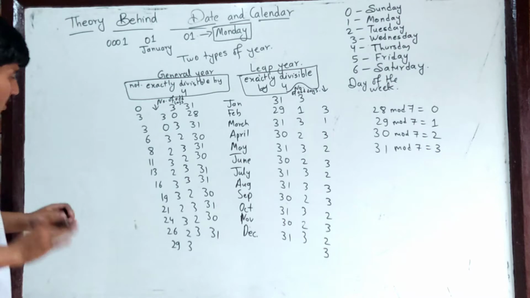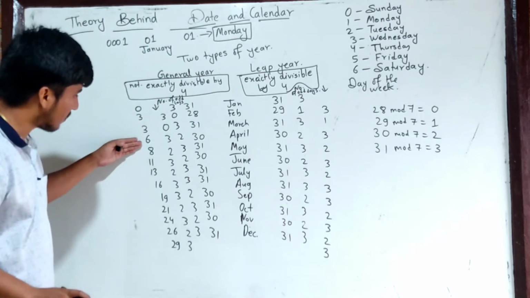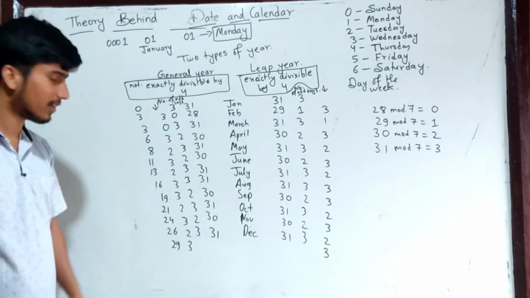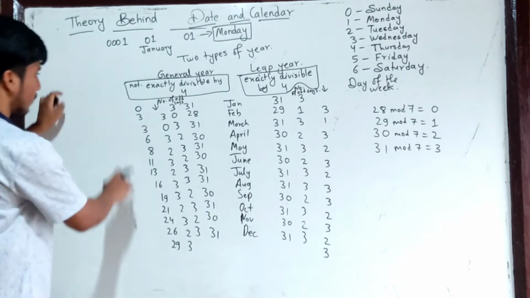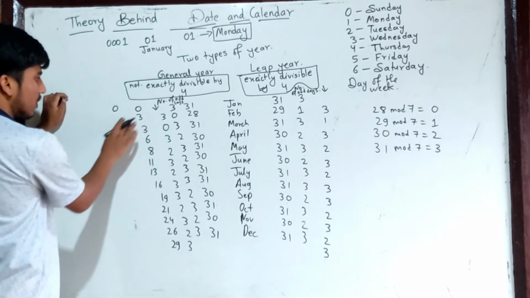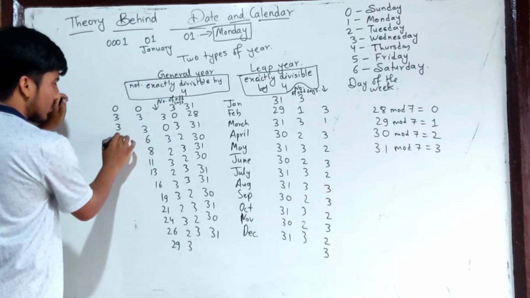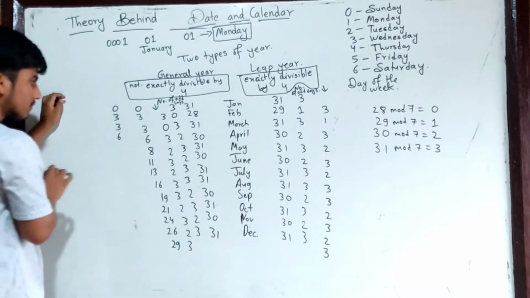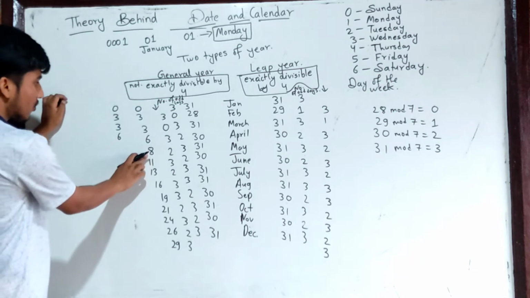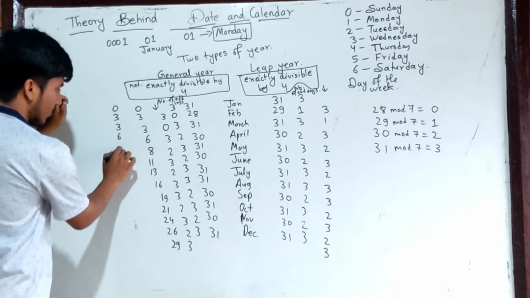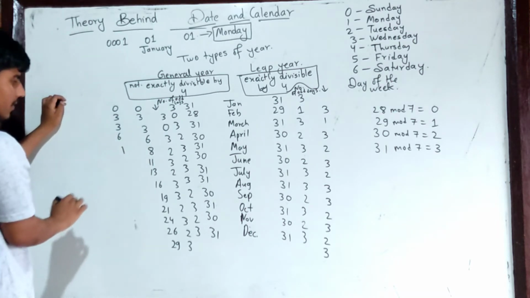Now what we need to do is perform modulo 7, because there are some numbers which are greater than 7. So 0 mod 7 gives us 0, 3 mod 7 gives us 3, 3 mod 7 gives us 3, 6 mod 7 gives us 6, 8 mod 7 gives us 1, right?